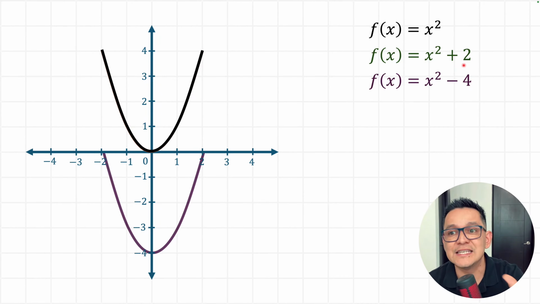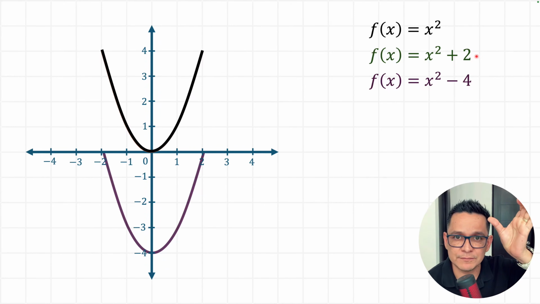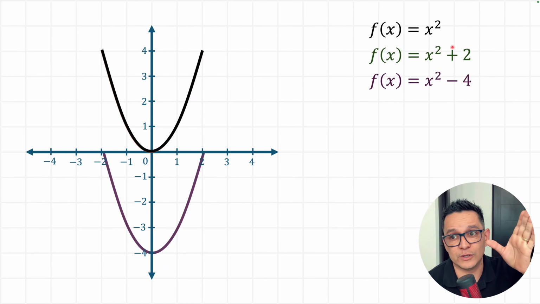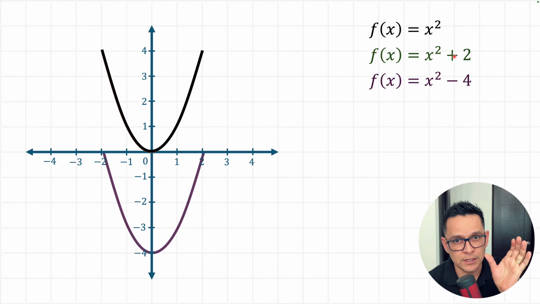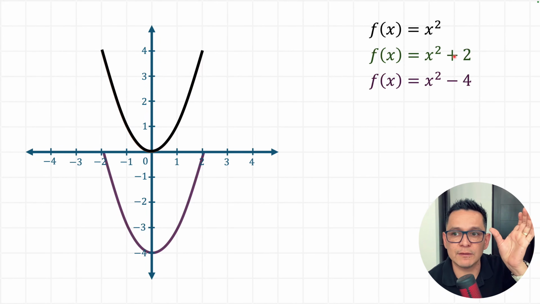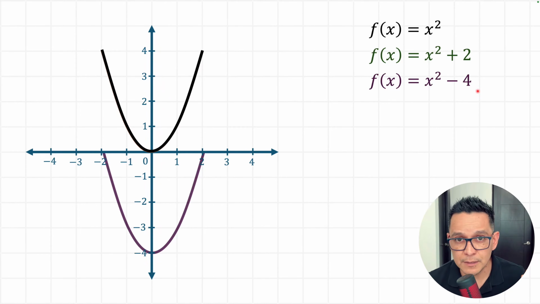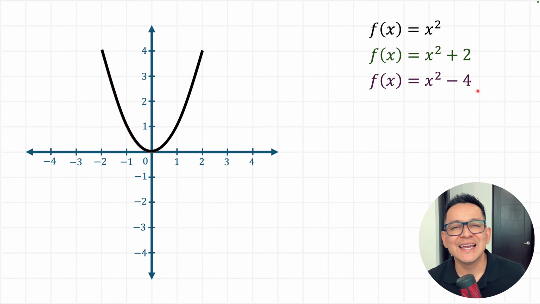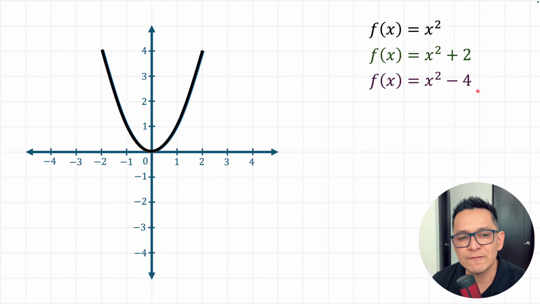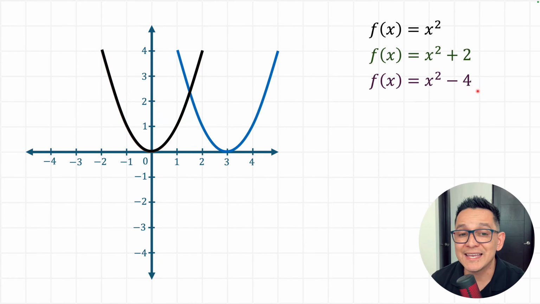Therefore, if I add outside, then I'm going to shift the graph upward. How many units? Well, whatever it says here. Here it says plus 2, so it shifts 2 units upward. Now, if I subtract outside, I'm going to shift the graph downward. How many units? Well, whatever it says here. Up to this point, all good, right? Perfect. Now, what would happen if I shift the graph, for example, to the right? In this case, I'm shifting it to 3.